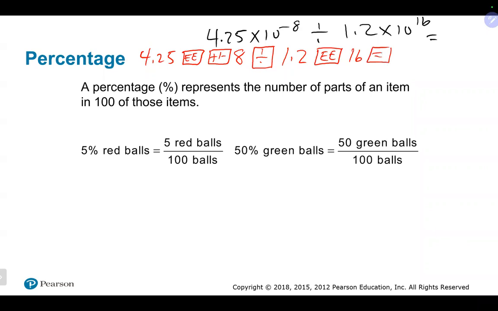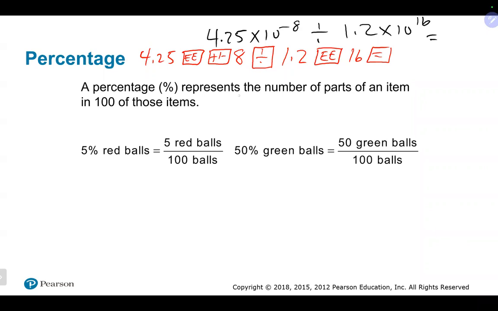There we go. And if you do all that good stuff, you go 4.25 exponent button, negative button 8, divided by 1.2 exponent button 16, equals something.